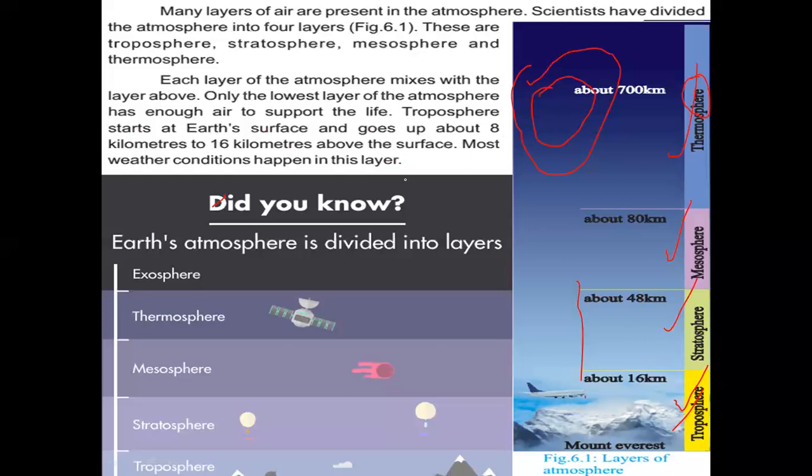Most weather conditions happen in this layer. Like weather conditions, storms, winds, rainfall, all these occur in this troposphere. And if you see the aeroplanes and the hot air balloons, they are all present in the troposphere. If you see, these mountains are up to this height. More than this, we have another layer that is called stratosphere.